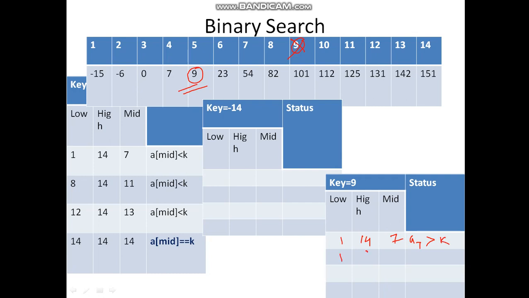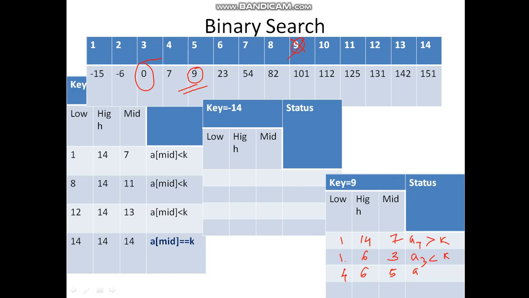So 1 to 6, and now the next mid is 1 plus 6 divided by 2, that is 3. Check whether it is present at 3 or not. No, it is not present. So here the condition is A of 3 is less than K. That means that I have to adjust low now. Low is equal to mid plus 1. So the subproblem is between 4 and 6, and mid is 5 now.